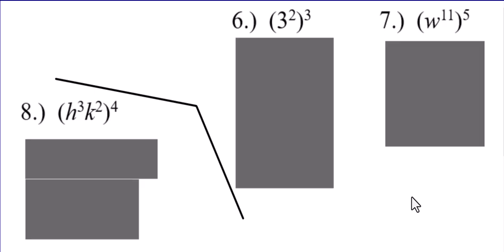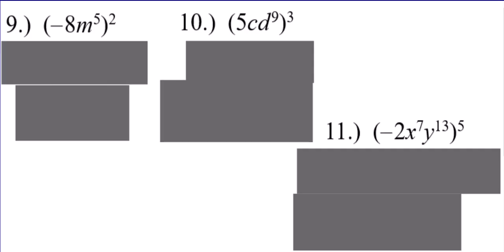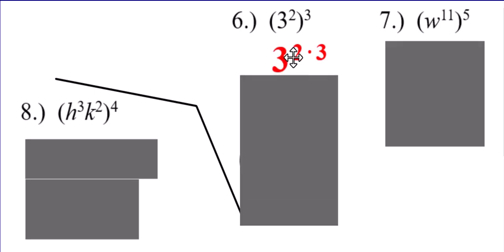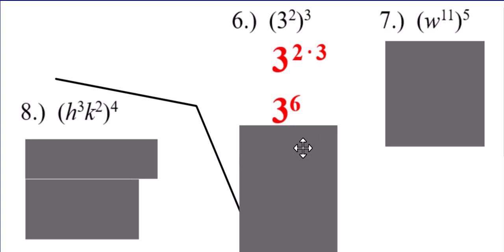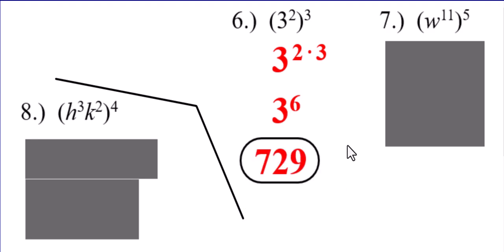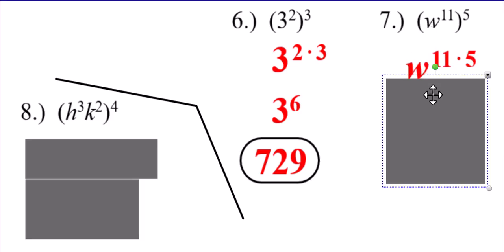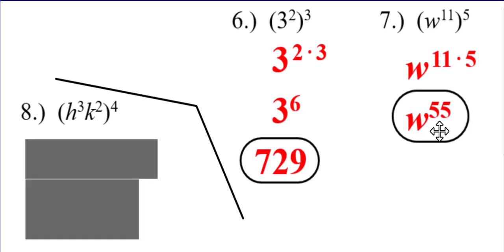Okay, have you already done 6, 7, 8, 9, 10, and 11? If not, you better hit pause now because I'm going to go over them. All right, hopefully on this one, you took the exponent of 2 times the exponent of 3, giving you 3 to the 6th, and then hopefully you figured that out. That is 729. Over here, we multiply the exponents and we get W to the 55th, and that's it. There's no other work to that problem.